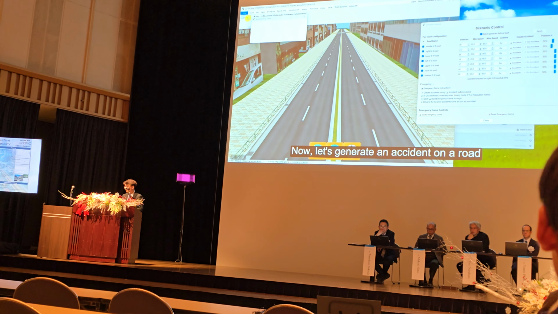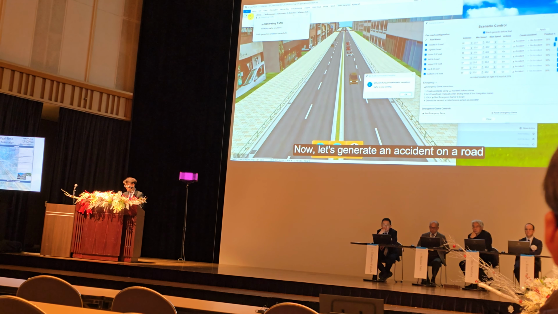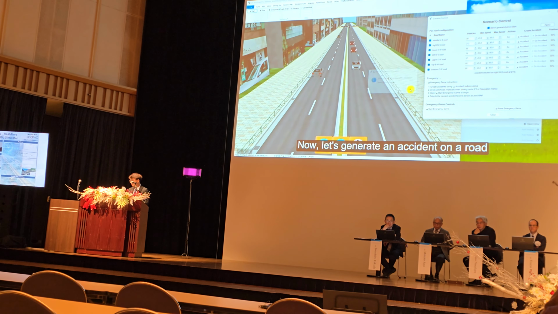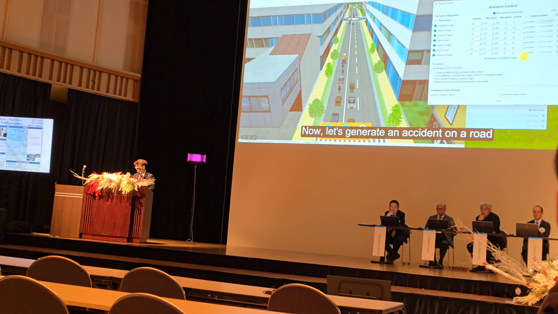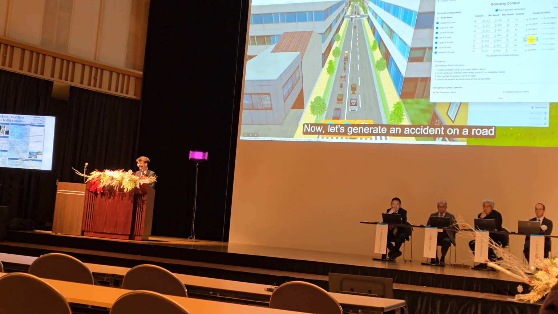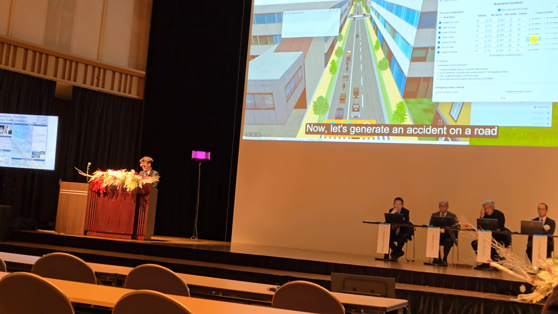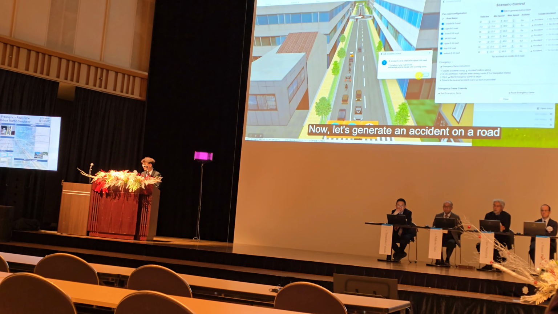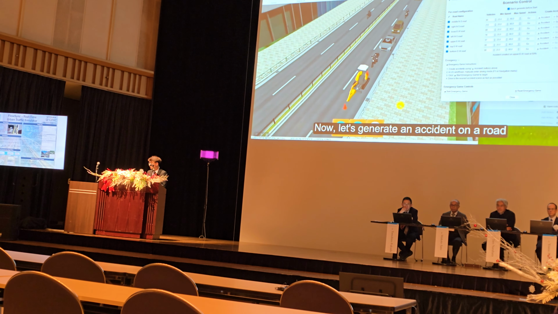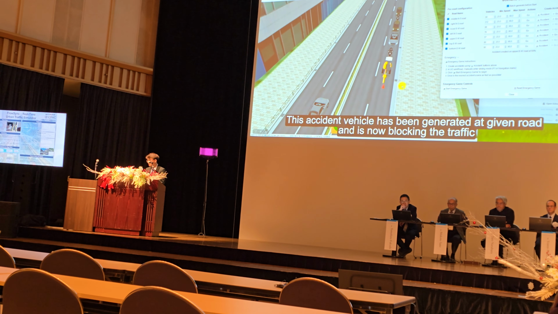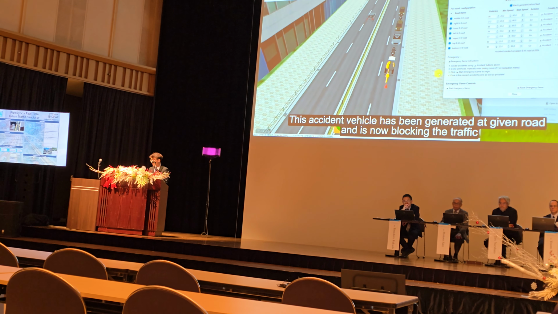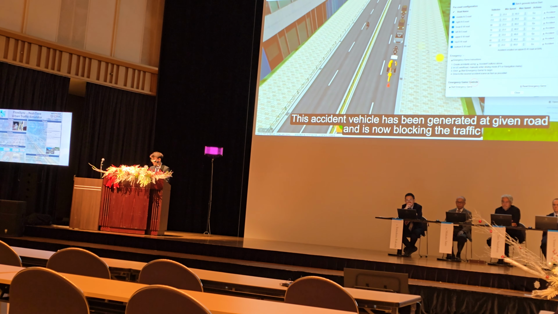And now let's generate an accident on the road. And it's successful. Here you can see that the accident vehicle has been generated and is blocking the traffic. Now let's create another one. It's successful. And after we click the go to accident button, you can see that the accident vehicle has been generated and is blocking the traffic.